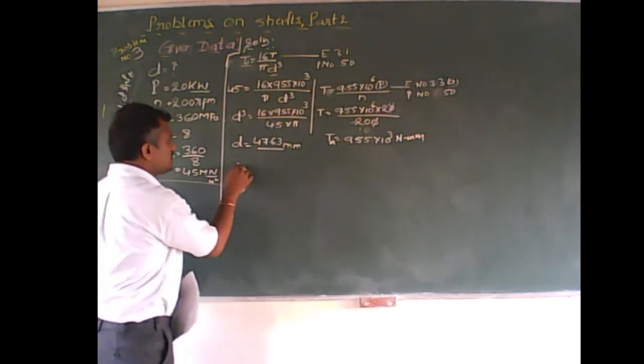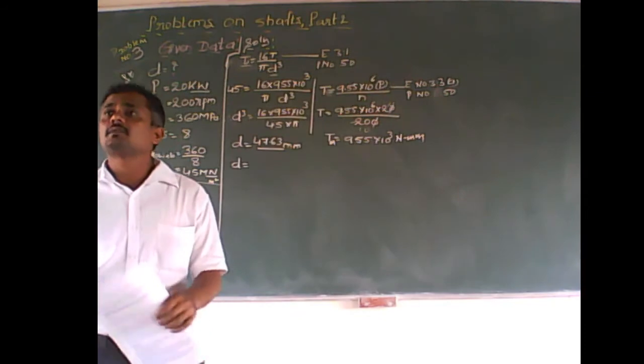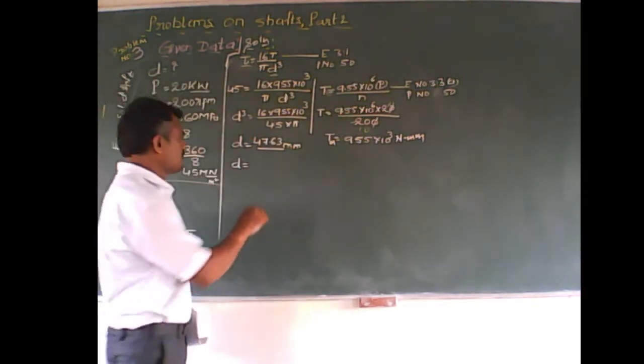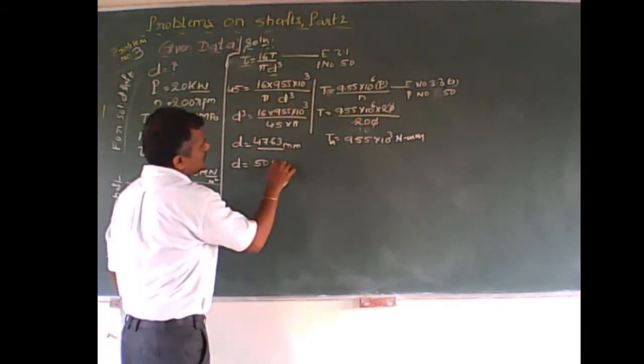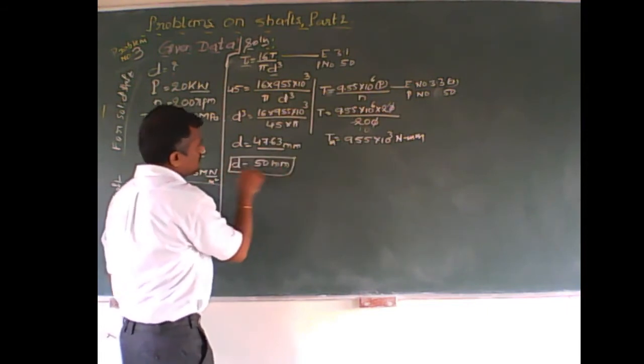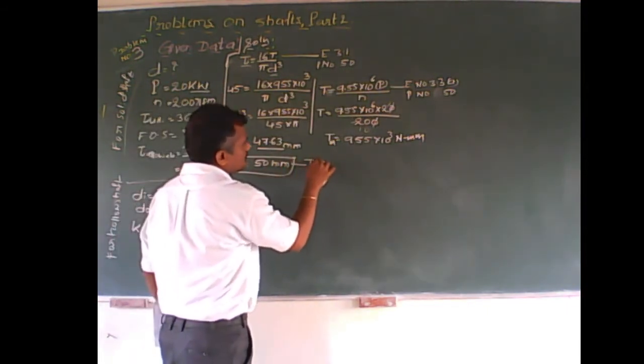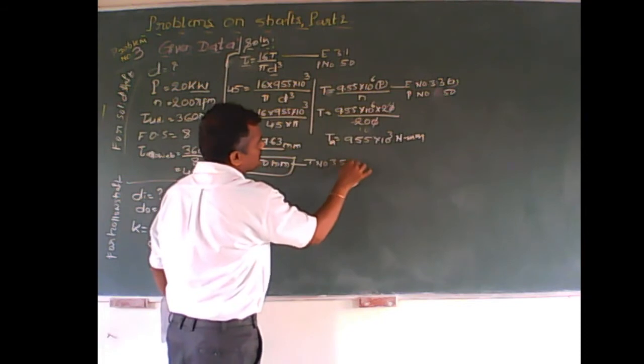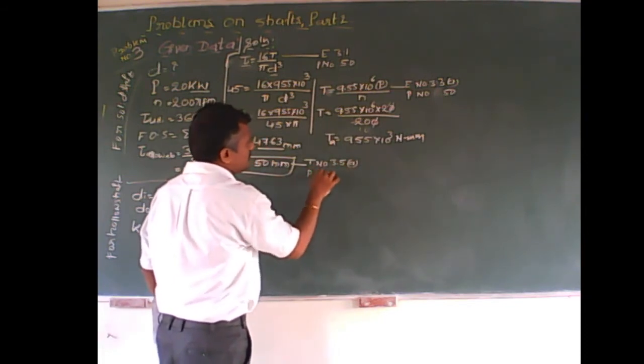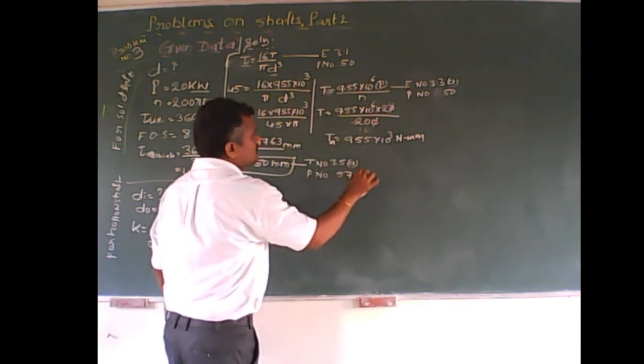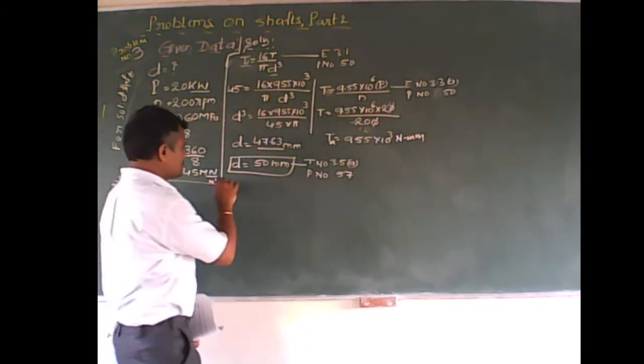So we have to refer the standard table. If you refer the standard table, 50 mm, correct? So table number 3.5a, page number 57. So this part is over.